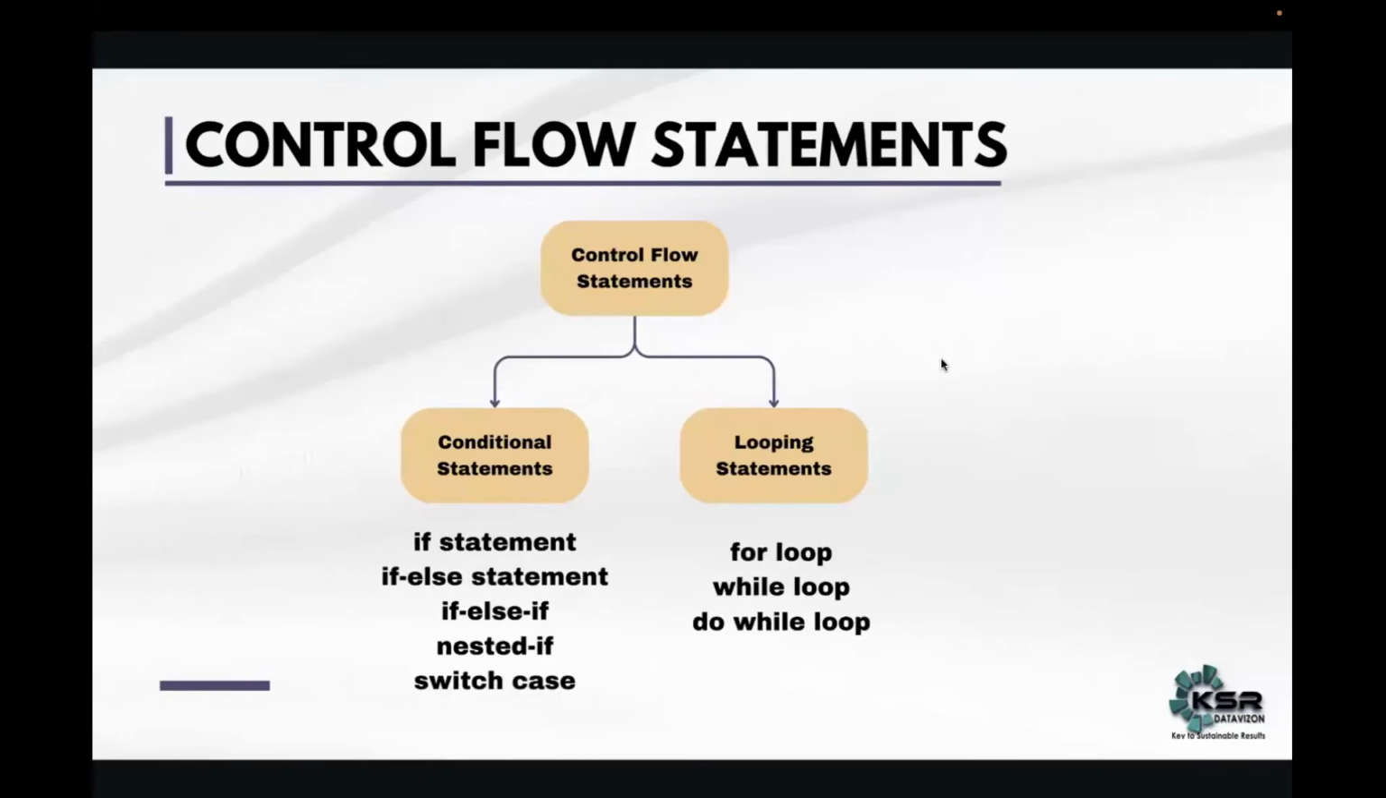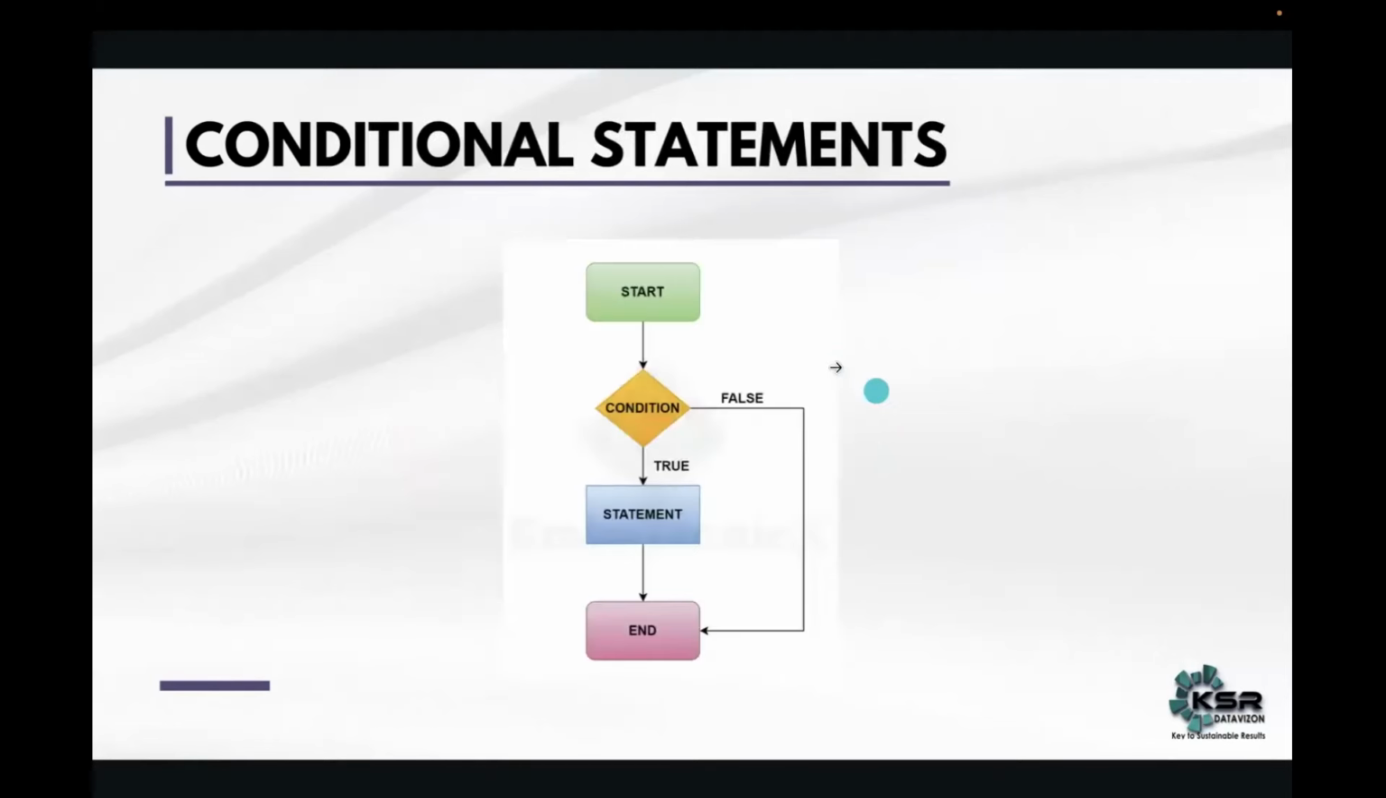Let's see two types of control flow statements: conditional statements and looping statements. Conditional statements are if statement, if else, else if, nested if, and switch case. Next are looping statements: for loop, while loop, do while loop. We will see what is the meaning of conditional and looping, all those things. So first, see what conditional statements are.